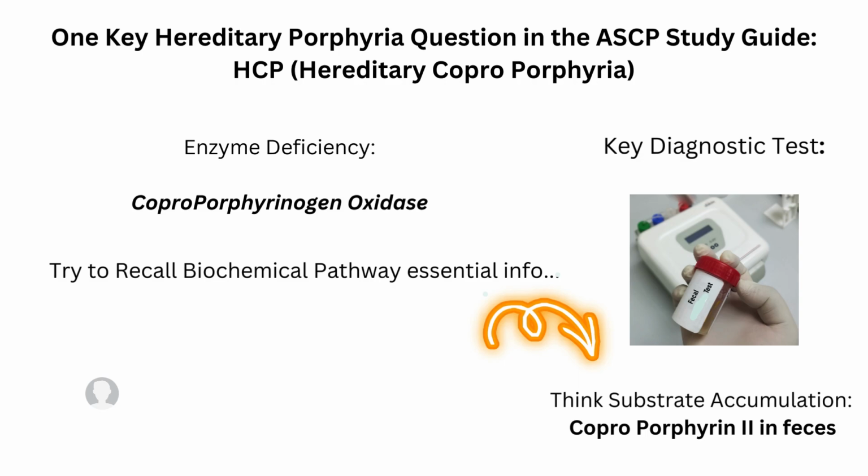If you try to recall the biochemical pathway and the enzyme deficiency, then you can think of the substrate accumulation. And this is the coproporphyrin 2, and it's in fecal matter.